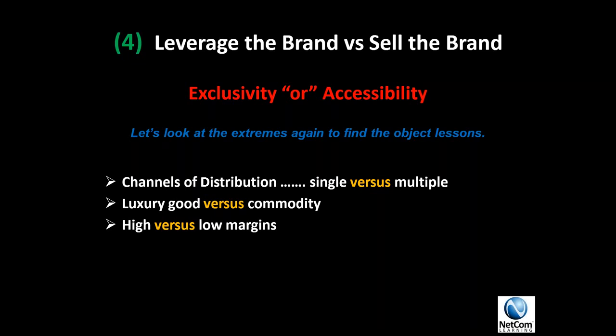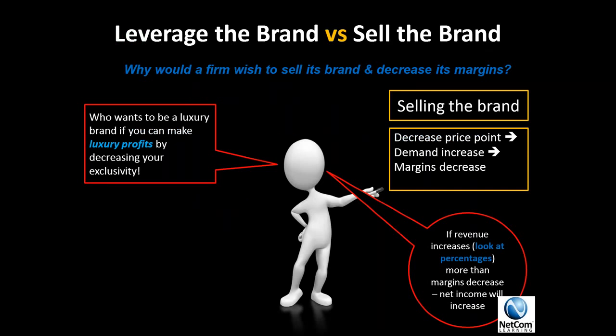So luxury goods, generally speaking, have high margins, and if we're selling the brand, generally speaking, we have lower margins. Now, people might say intuitively, well, why would anyone want to sell the brand? Why would a firm want to sell its brand and decrease its margins? Well, who wants to be a luxury brand if you can make luxury profits by decreasing the exclusivity? That's why companies do it. They're for-profit organizations. When you sell the brand, you decrease the price point, you provide more channels of distribution, it's more accessible, demand will increase, and what usually happens is that your margins decrease. But if revenue increases as a percentage more than margins decrease as a percentage, well then net income will increase. And that's why companies may decide to shift from leveraging to selling the brand. But again, companies must make a strategic decision on where they want to be in terms of this continuum.